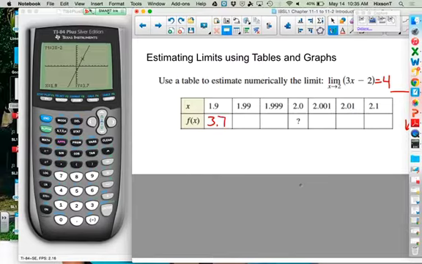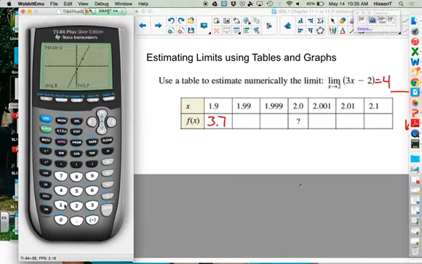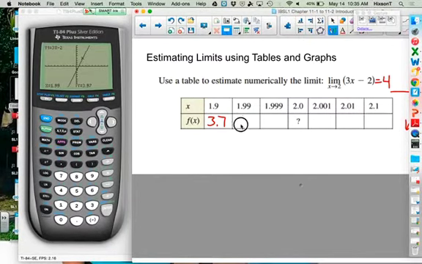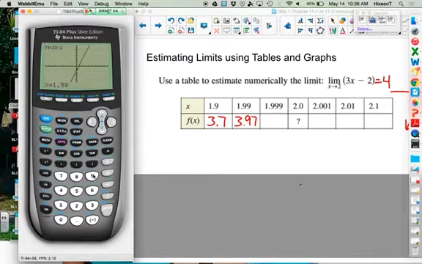Now, notice what we're doing in this table. The values of x are getting closer and closer to 2 on either side, right? So I start, the furthest away is 1.9, below 2. Now I'll do 1.99. That's 3.97. Then I'll come over here and do 1.999, and that's 3.997.